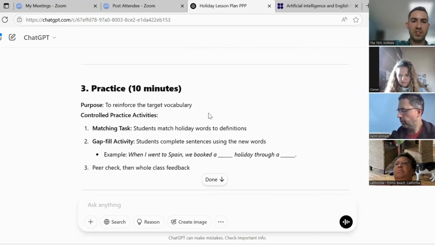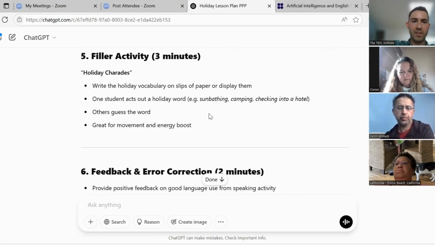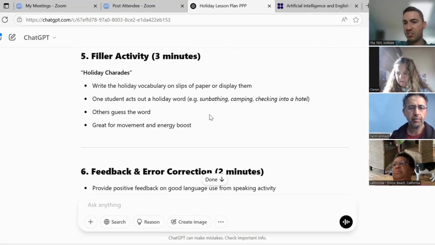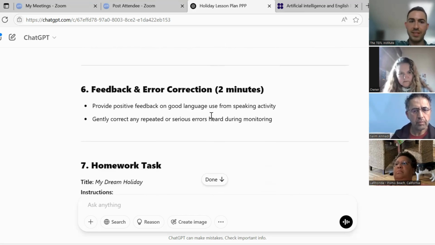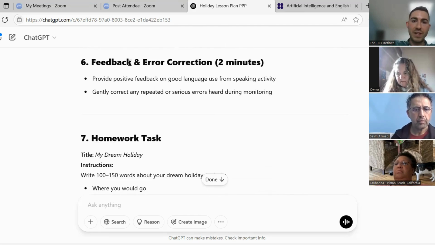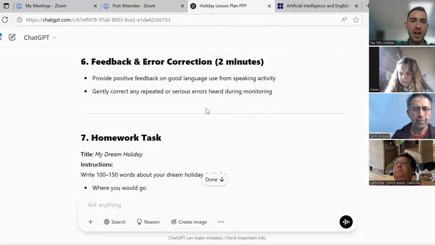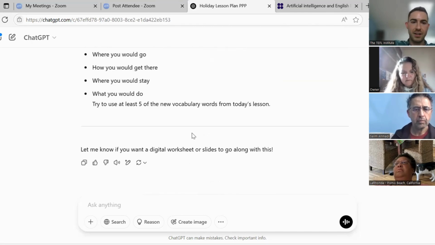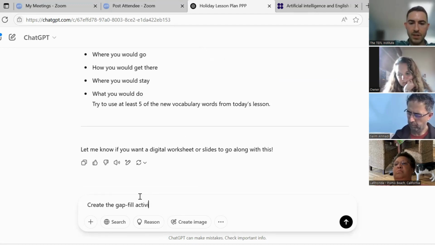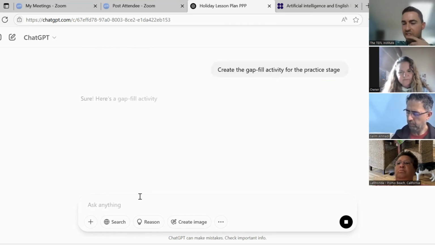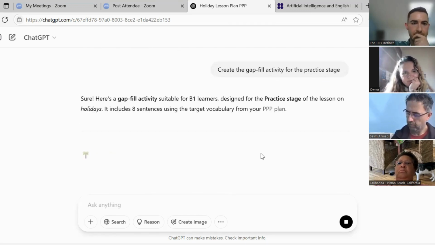We can see our production task here, our filler activity, a game of holiday charades. If there's time at the end, a couple of minutes for feedback and error correction, and then set the homework task. And I'm going to ask it now to create the gap fill activity for the practice stage instead of me making that up myself. Let's just see what it generates.